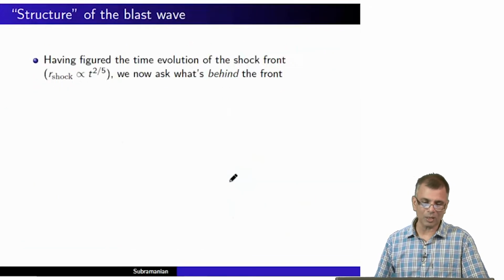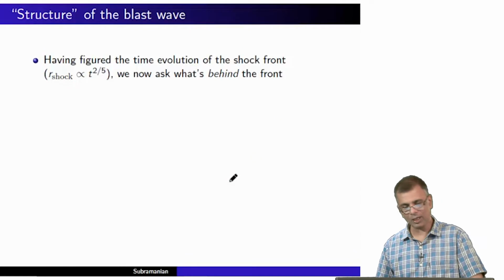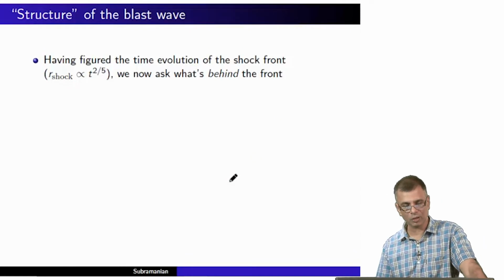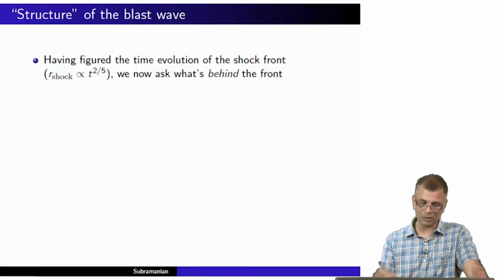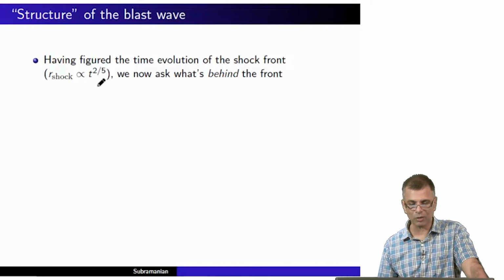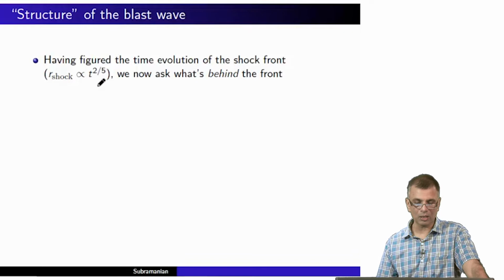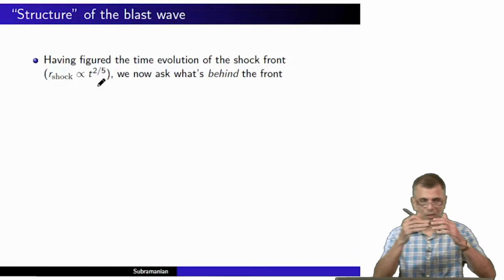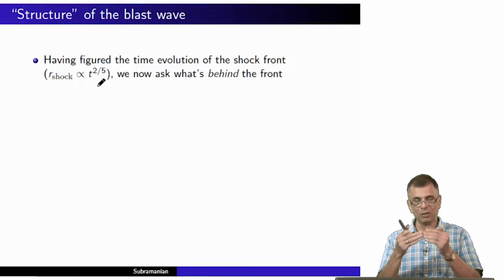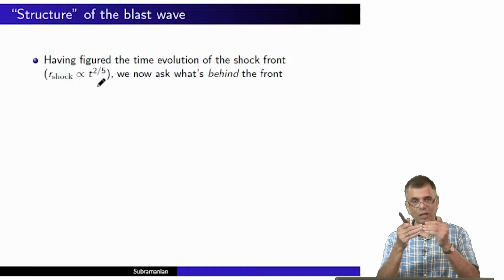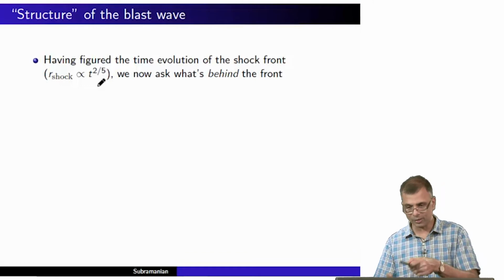Okay, so having now figured out the time evolution of the shock front, which is that R_shock is proportional to t raised to 2/5, we now ask what's behind the front. The shock has propagated. We need to know what a shocked gas looks like.